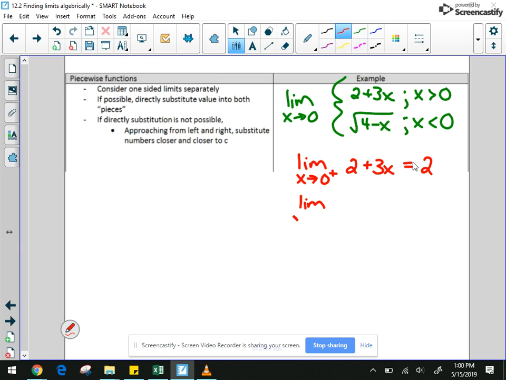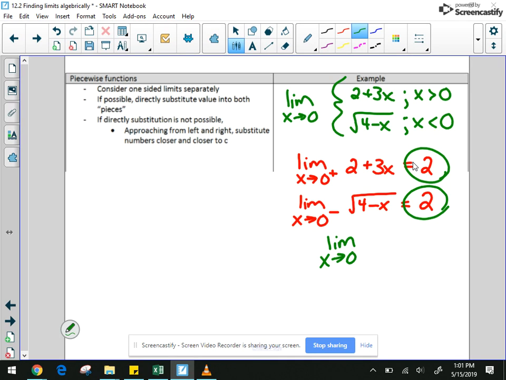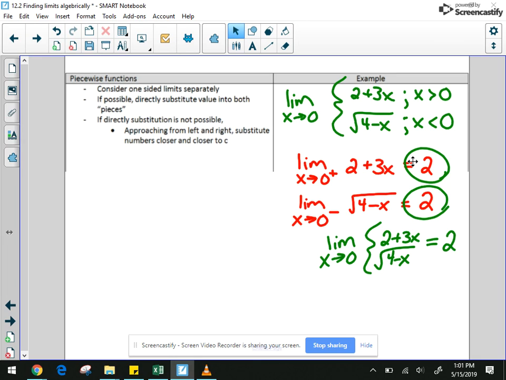I'll also consider what happens as I approach 0 from the left side. If I'm approaching 0 from the left, I'd be using the second piece of this function, square root of 4 minus x. Again, I can directly substitute a 0 into this function, and I would get a value of 2. Because my left-sided limit and my right-sided limit are both equal to each other, I can now say that the limit as x approaches 0, the two-sided limit for this piecewise function, is equal to 2. Again, because my one-sided limits are equal to each other.